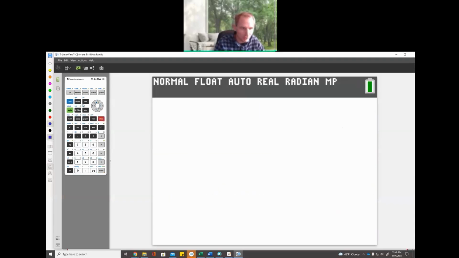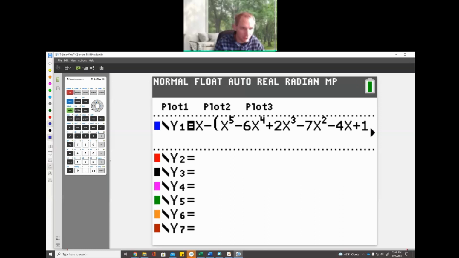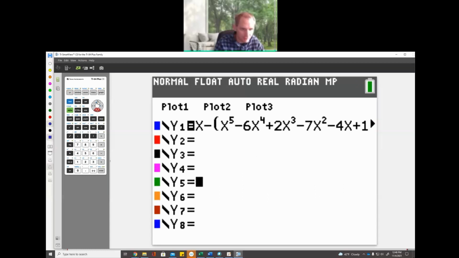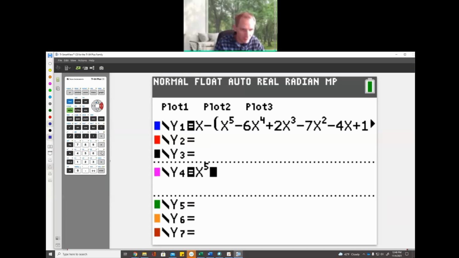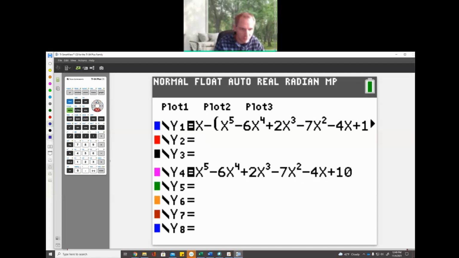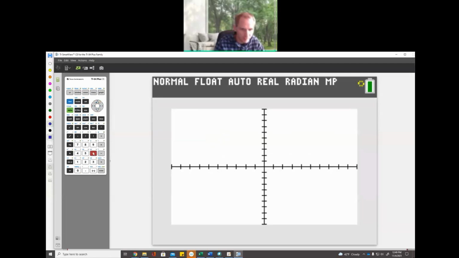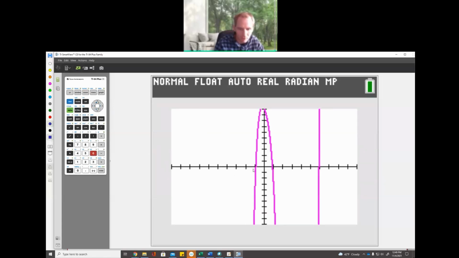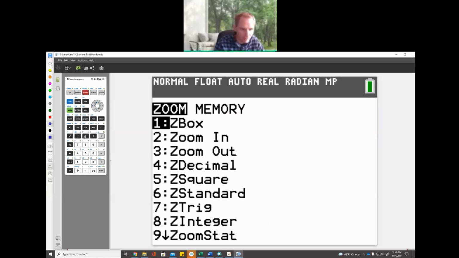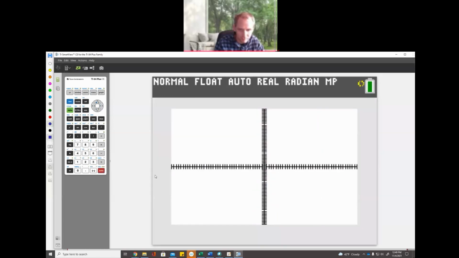Now, let's go ahead and look at a graph of that terrible polynomial. Not the Newton's method, just like the polynomial as a whole. X to the 5th minus 6x to the 4th plus 2x cubed minus 7x squared minus 4x plus 10. Okay, now I don't want the graph of this first one, so I'm going to turn that off. Okay, I can look at my graph of the polynomial. Maybe we'll zoom out for a second.